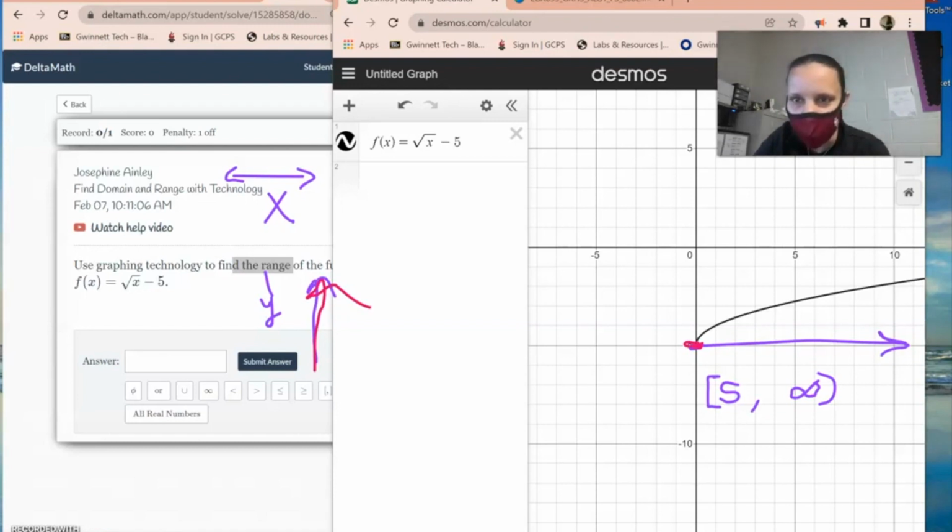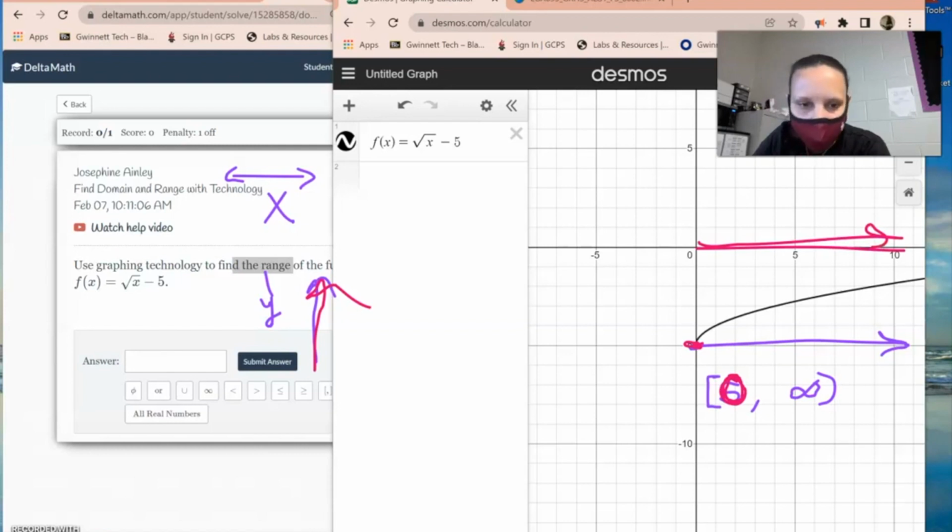Oh, I did domain wrong. Y'all, I'm tripping. Domain is this way, right? So that number is 0 to infinity. My bad, I don't know why I said 5. All right, so my domain is my X values. So it starts from 0, because that's where this graph starts, and it goes to infinity.